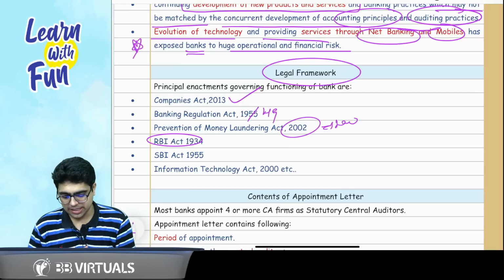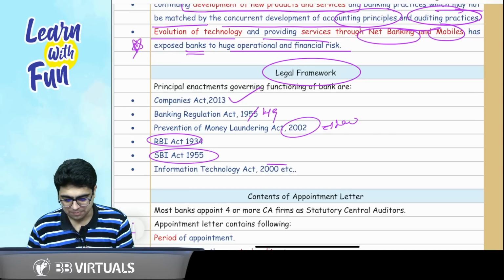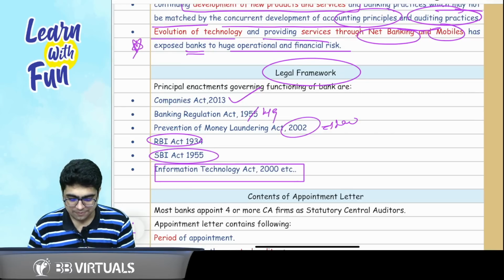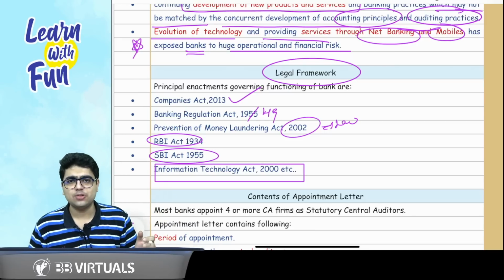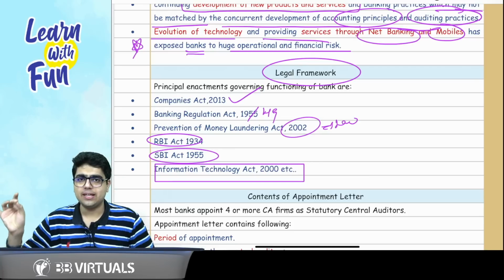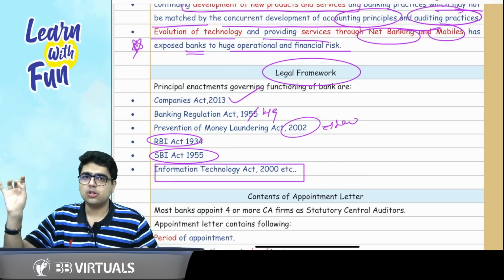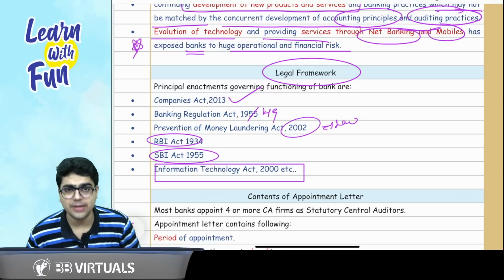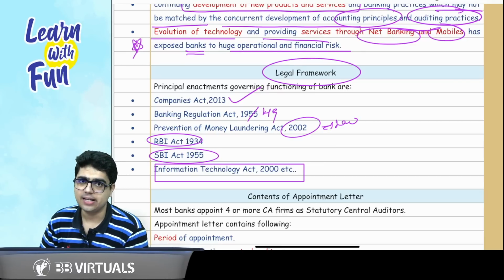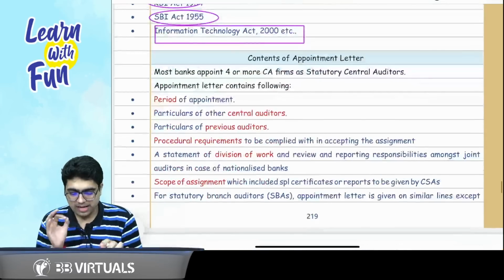If it is SBI, then the SBI Act 1955, plus, as I told you, they are heavily dependent on technology, so the IT Act 2000. What are the different types of acts? Companies Act, PMLA 2002, Information Technology Act 2000, SBI Act 1955, and RBI Act 1934.